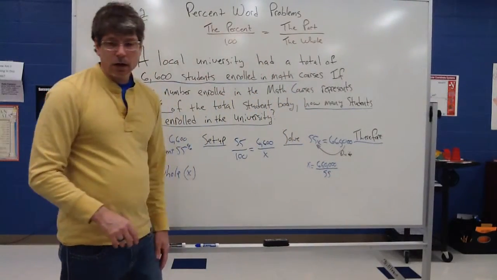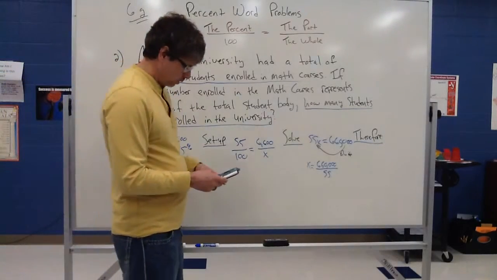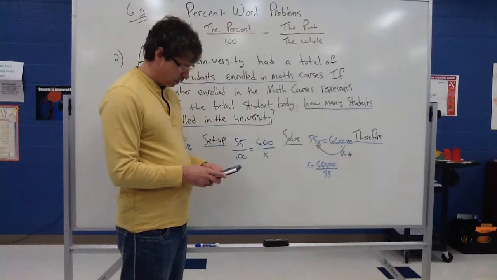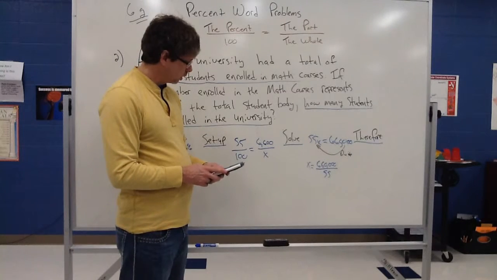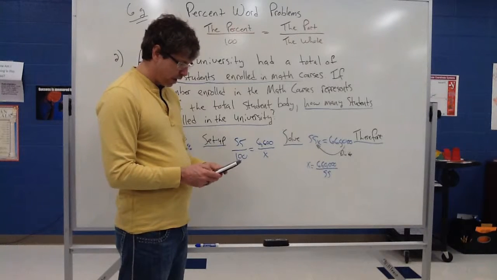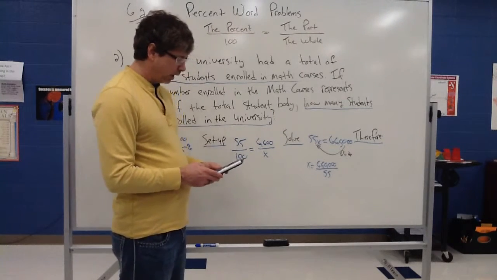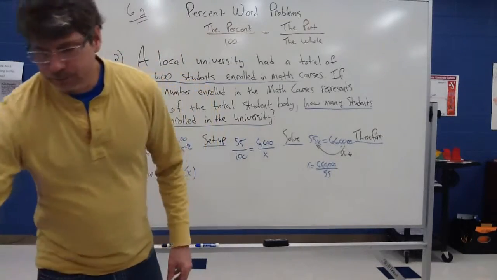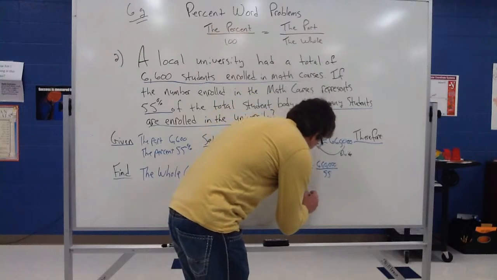And again, I'm going to go ahead and use a calculator for that. So we have 660,000, and we want to divide that by 55. And end up with 12,000. So 12,000 becomes our value here.